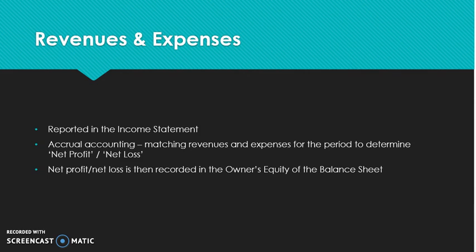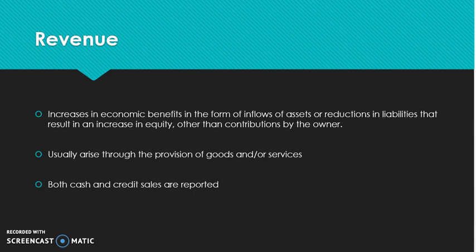Revenue and expenses are reported in the income statement. Accrual accounting is matching revenues and expenses for the period to determine net profit or net loss. That's the form of accounting we're using. Our net profit or loss is then recorded in the owner's equity of the balance sheet. While we don't put expenses and revenues directly onto our balance sheet, the outcome of our earnings affects our owner's equity. It's recorded under our capital as either a net profit or a net loss. Once again, just to reiterate, everything that happens affects the balance sheet.